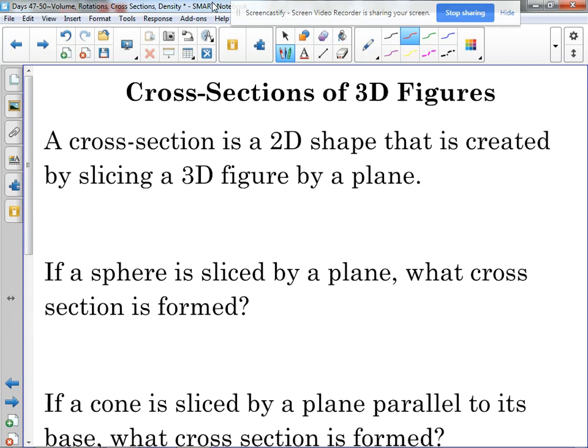A circle. You're going to be looking at two circles, right? You've got one on each side. So that is the cross-section that is formed. And I'm writing cross-section because I'm saying cross-section. Circle is the cross-section that's formed, okay?